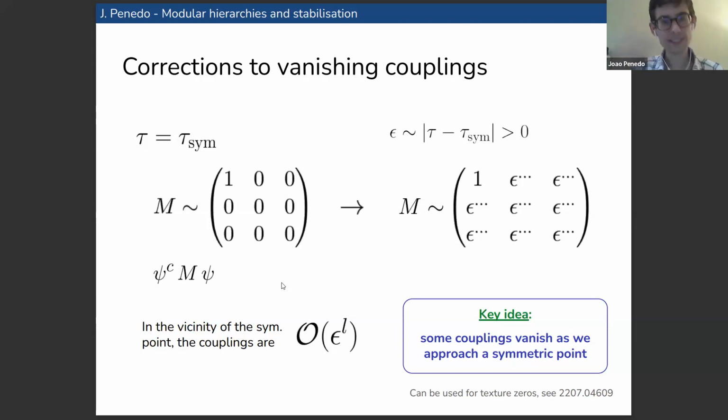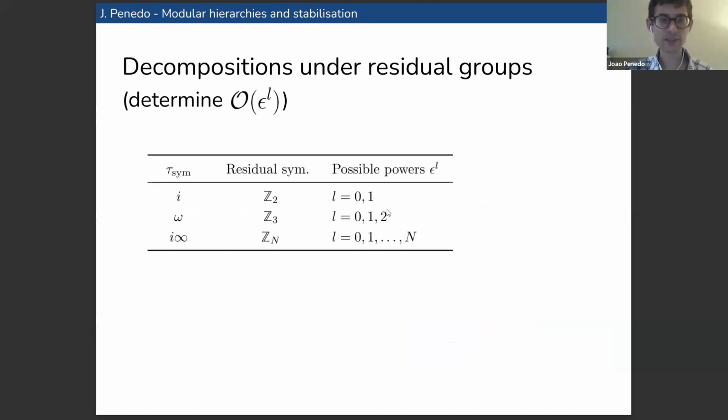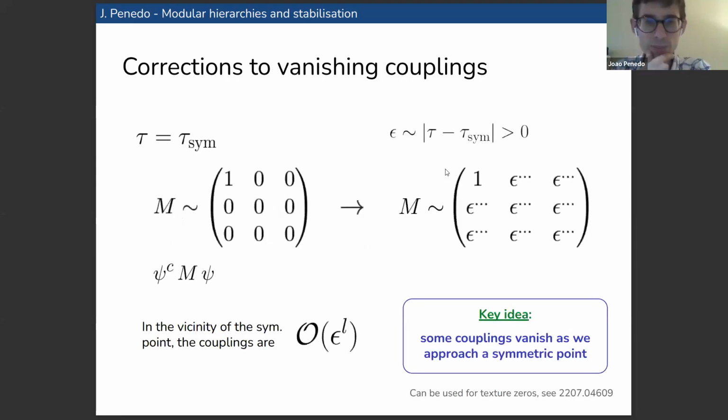And we did this analysis in generality for the small modular groups, up to and including 5. As I told you, at i the residual symmetry is Z2, at omega this cusp is Z3, at i infinity is Zn. And what we found is that the possible powers of epsilon filling the zero entries of the matrix were in correspondence with the group.